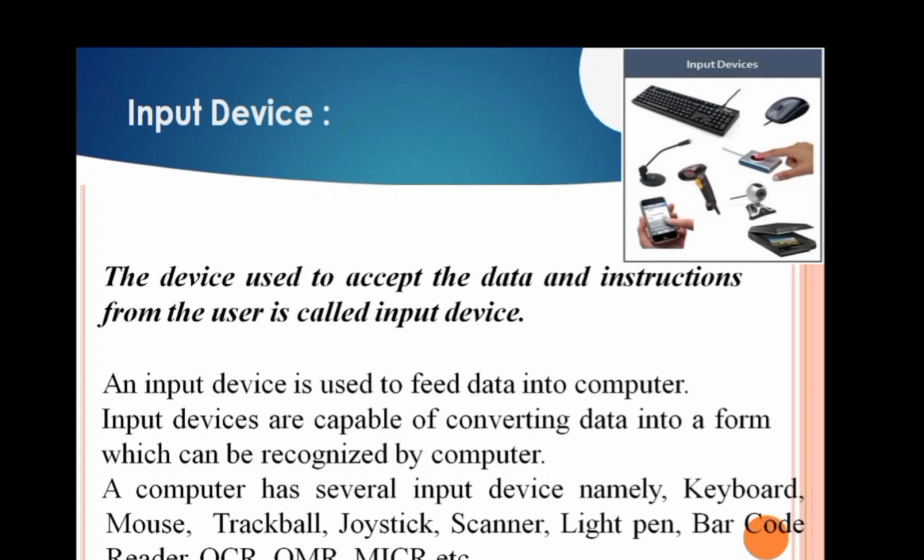A computer has several input devices like keyboard, mouse, trackball, joystick, scanner, light pen, barcode reader, BCR, OCR (optical character reader), OMR (optical mark reader), MICR (magnetic ink character reader), etc. Basically, BCR, OCR, OMR, and MICR are examples of the scanner. Here you have seen some handheld devices like the barcode scanner, touch screen, keyboard, and mouse. They are all examples of input devices.